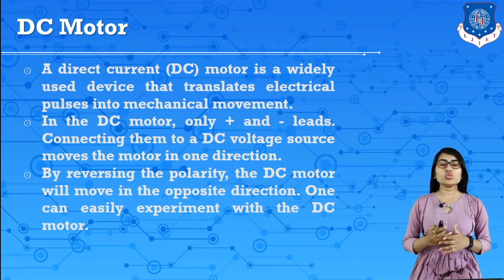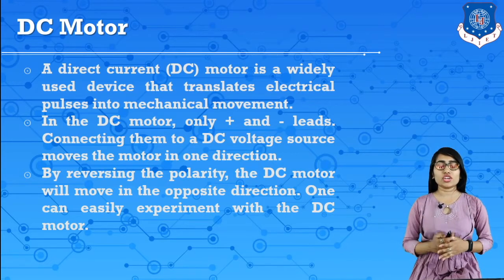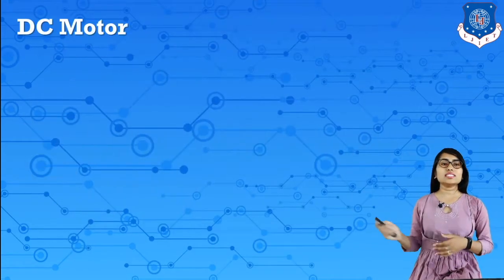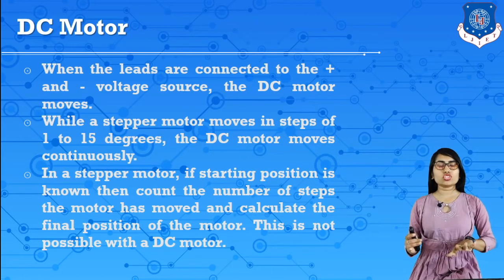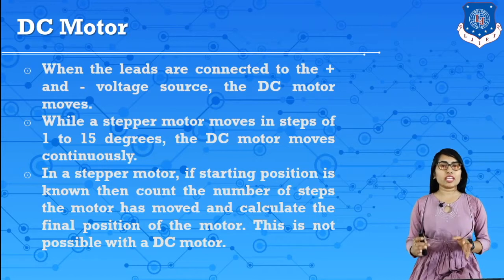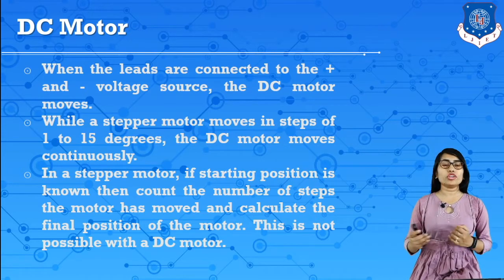Connecting them to a DC voltage source moves the motor in one direction. By reversing the polarity, the DC motor will move in the opposite direction. One can easily experiment with the DC motor by connecting the positive and negative leads to the voltage source. When the leads are connected to the positive and negative voltage sources, the DC motor moves.